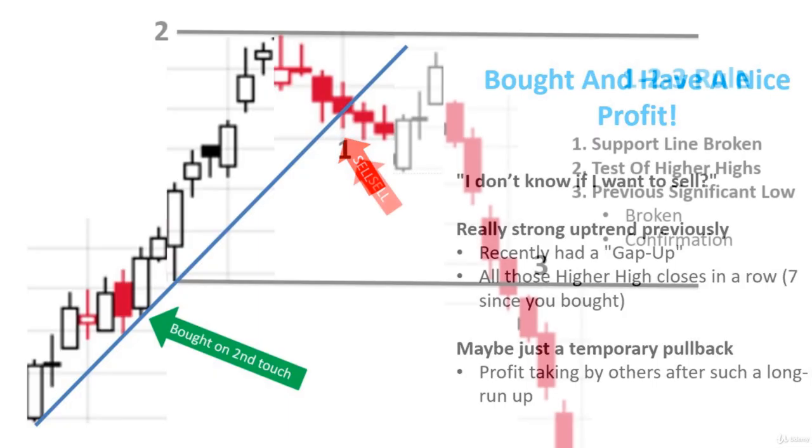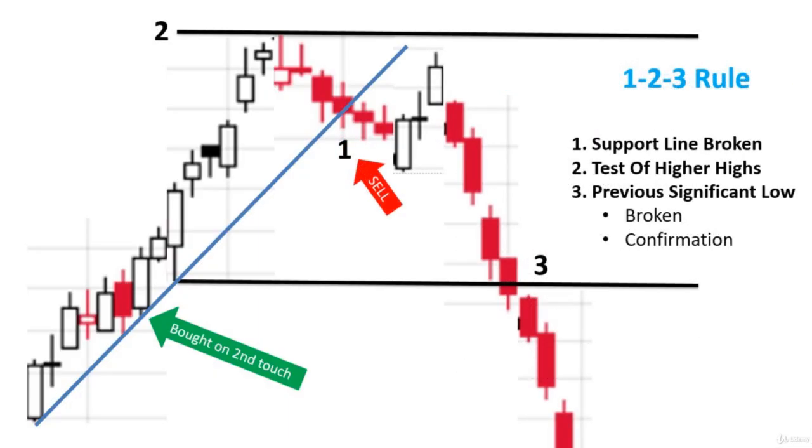So here's how you do it. Let's put some lines on this, and this is how the 1-2-3 rule works. First thing you do is, in order for the 1-2-3 rule to be activated, you have to have the support line broken, right? That's the whole idea. You're trying to see if this is a false signal. So the first step, it's got to be broken, and you could sell right there. That's always the established rule. You could just sell there.